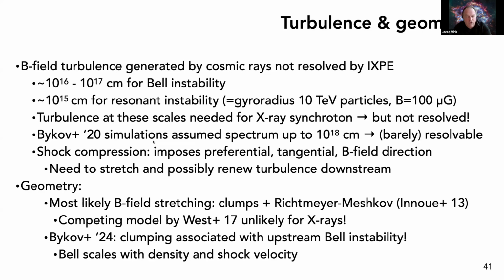So this suggests that it's not the contact discontinuity where we have Rayleigh-Taylor instabilities, but probably something at the shock front, which would be the Richtmyer-Meshkov instability explored in this paper by Inoue in 2013. But you need a very clumpy medium. So the question is where the clumping actually comes from. Andrei Bykov in a later paper said, well, maybe the clumping is actually associated with Bell instability, because apart from inducing some magnetic field amplification, it also induces density fluctuations, and the density fluctuations cause maybe the triggering of this Richtmyer-Meshkov instability.